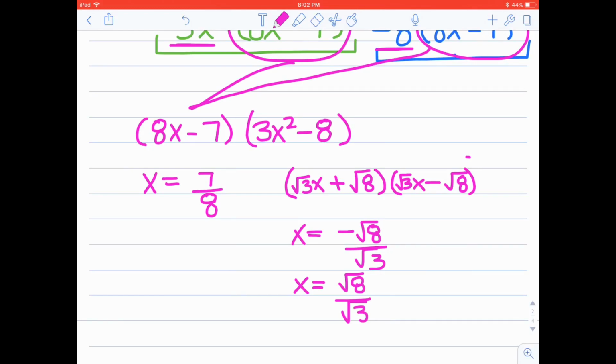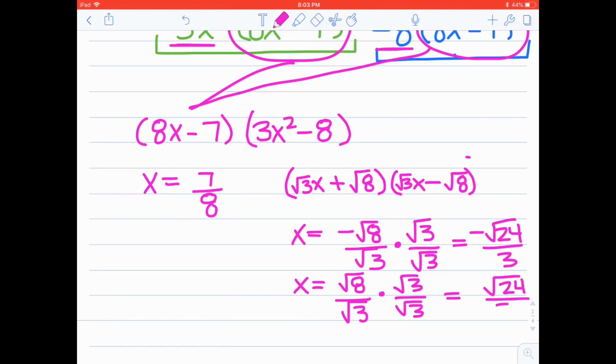This part that I'm doing right now with this difference of squares and this extra factoring, that's not something that always happens in factor by grouping. It's certainly possible, but it's not necessarily always true. Okay? So if you recall, you're not supposed to leave a square root on the bottom of a fraction, so I'm going to fix it. I'm going to multiply the top by square root of 3 and the bottom by square root of 3. And so that leaves me with negative square root of 24 divided by 3, and positive square root of 24 divided by 3.